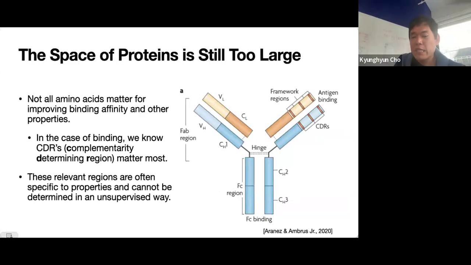Unfortunately, even then, the space of proteins is still too large. What that means is that not all amino acids matter for improving some of these properties. In the case of binding, we know that the amino acids in these complementarity determining regions tend to matter most. And there is a reason why in the previous slide, I told you that we tested mutating only the CDRH3. But for other properties, we actually don't know. If you think about how long these antibody sequences are, it's hundreds of amino acids, and we probably don't want to mutate all of those. We only want to mutate a small number of them that are relevant to the properties that we want to maximize or minimize. And that says that we cannot really do that in a purely unsupervised way.